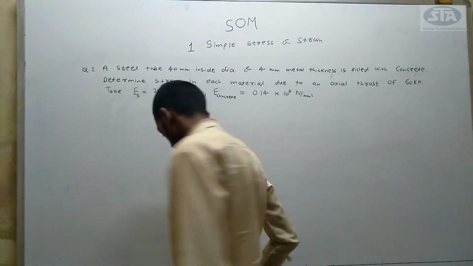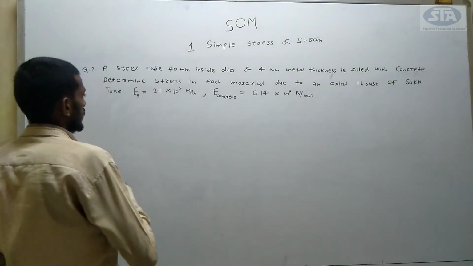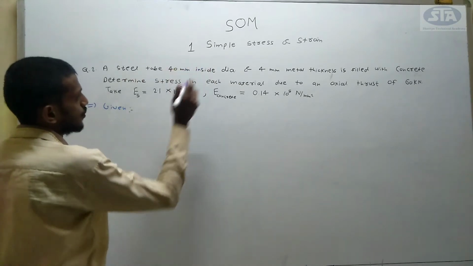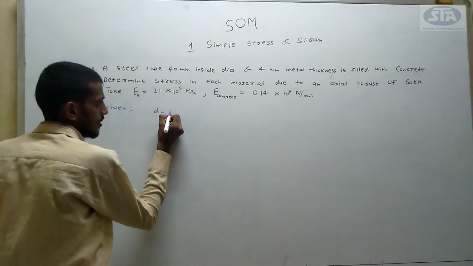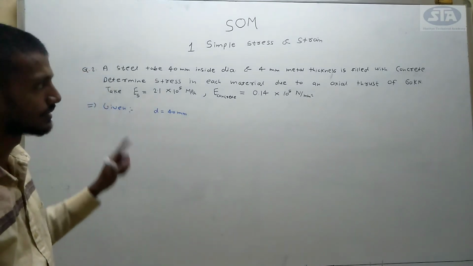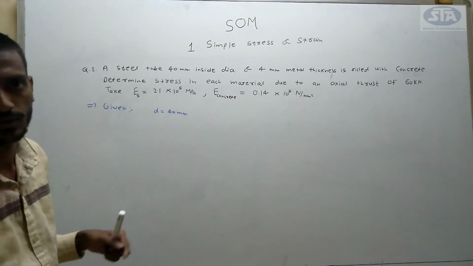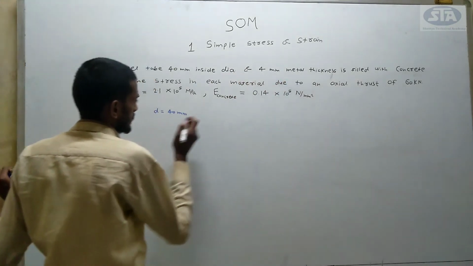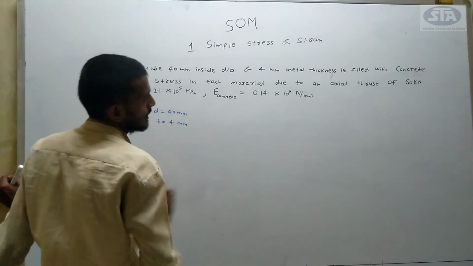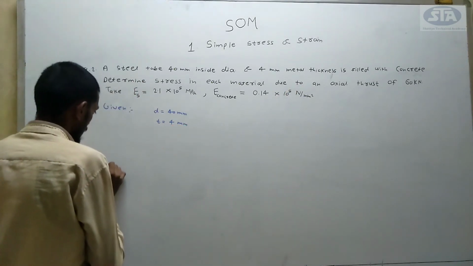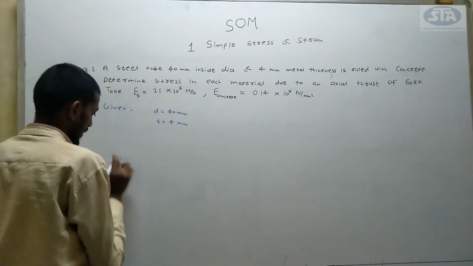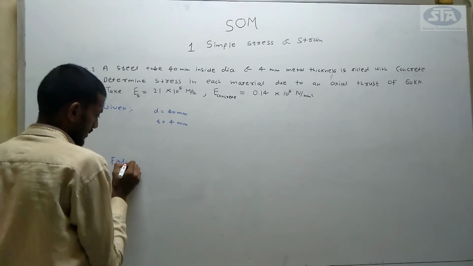Okay. So now, given data. A steel tube 40 mm inside diameter, that is given as small d, which is equal to 40 mm inside diameter. Okay, means the steel tube is a hollow part. Now 4 mm metal thickness, which is equal to 4 mm, is filled with concrete. Determine stress induced in each material. Okay, so we have to find out stress induced in each material.